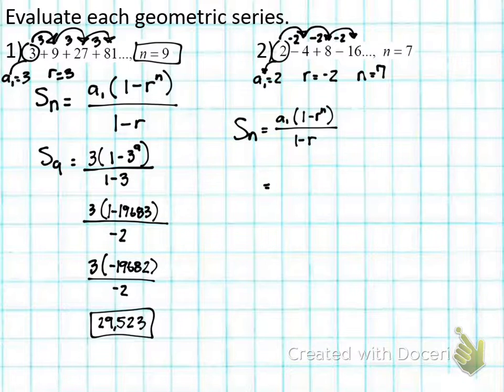Substituting first, S sub n, so it's S sub 7, or the sum of 7 terms in the sequence, will be the first term, 2, times the quantity of 1 minus, and look what I'm going to do. R is a negative number, so I'm going to put -2 into its own parentheses, all to the 7th power, all over 1 minus r, or 1 minus -2. And I'm putting -2 in its own parentheses, right? So be careful in this one.